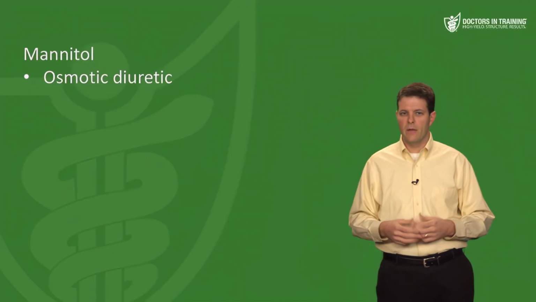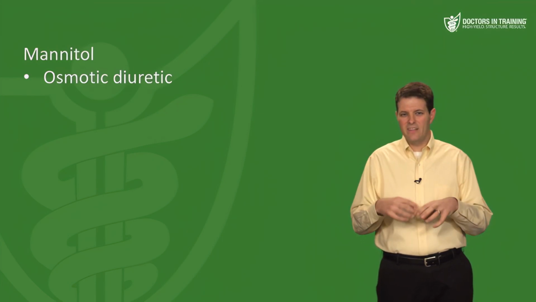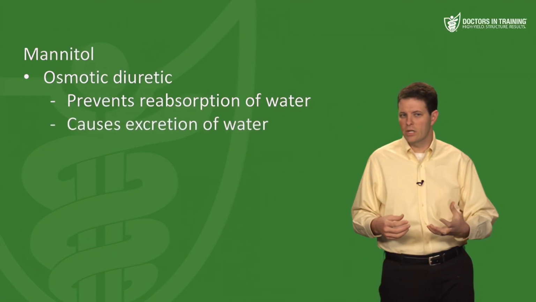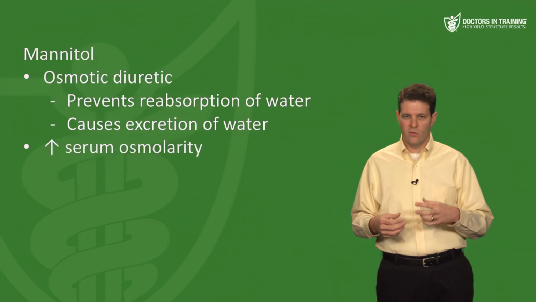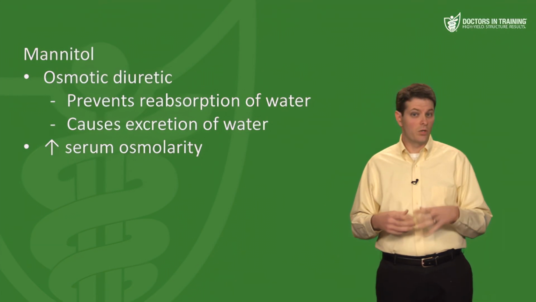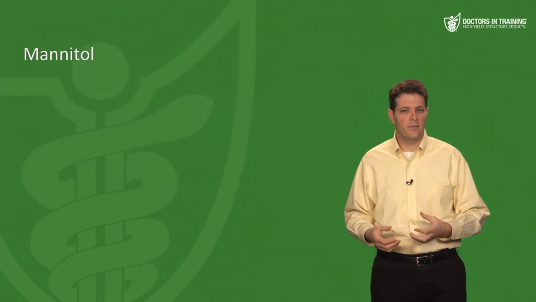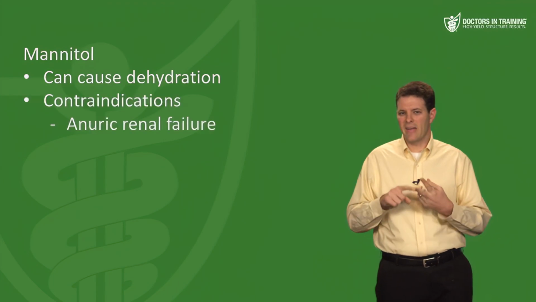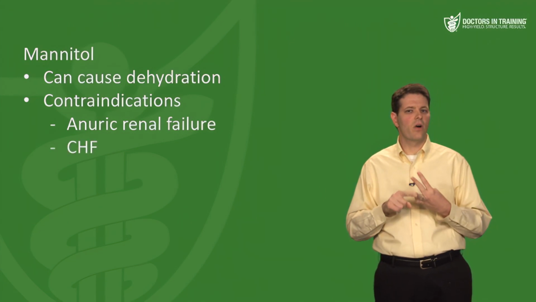Next up is mannitol, which also works in the proximal convoluted tubule. Mannitol is an osmotic diuretic. Mannitol causes an osmolar load that stays in the filtrate and prevents reabsorption of free water in the proximal tubule. So it causes excretion of free water. Now obviously mannitol will raise serum osmolarity, but what does mannitol do to the serum sodium? Well, if you're losing free water, serum sodium is going to rise a little bit. Now in terms of side effects, mannitol can cause dehydration because you're losing a lot of free water, and it's contraindicated in patients with anuric renal failure, patients who don't make any urine. It's also contraindicated in patients who have congestive heart failure.